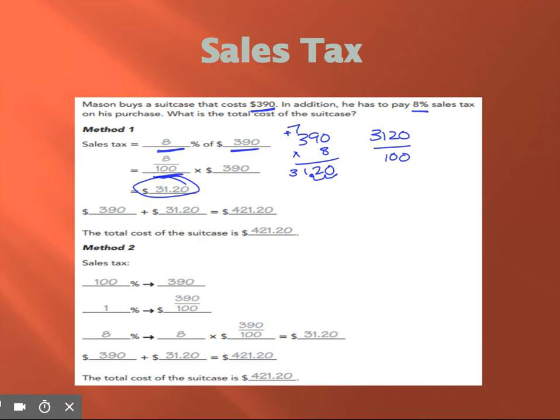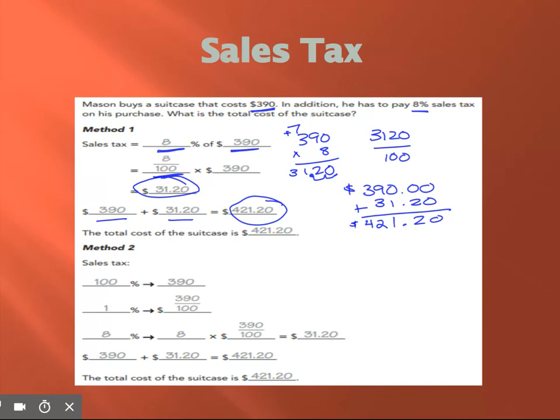And don't forget, they want you to calculate the total cost. So you're adding the original price, $390, plus $31.20, and that's how you get $421.20. Just remember, with the $390, because it's money we're talking about, we can add our decimal and 2 zeros at the end because you want to line up your decimals when adding so that you're getting your digits in the right place. So you'll see here how that's $421.20.